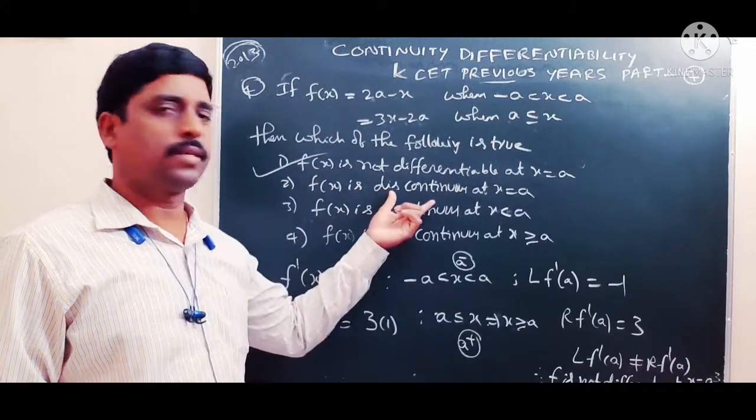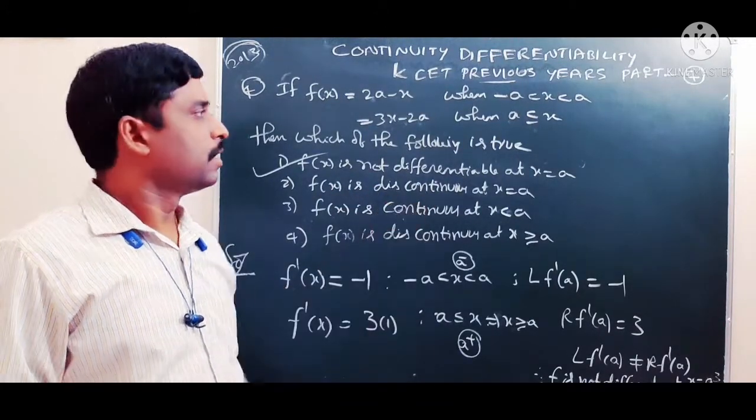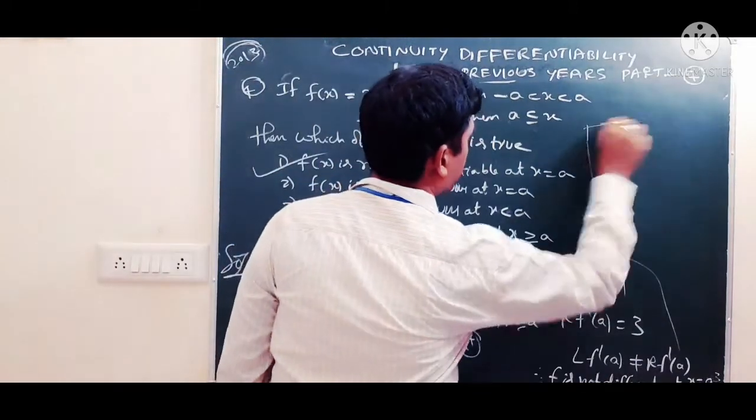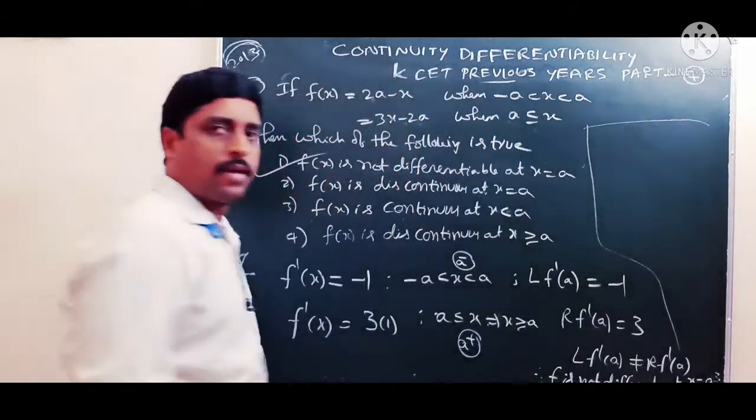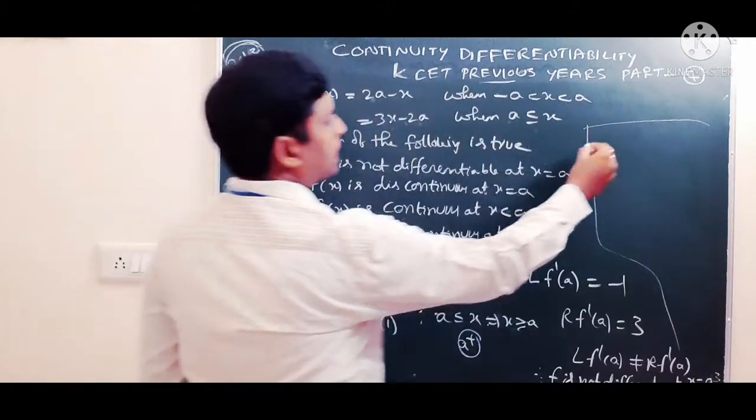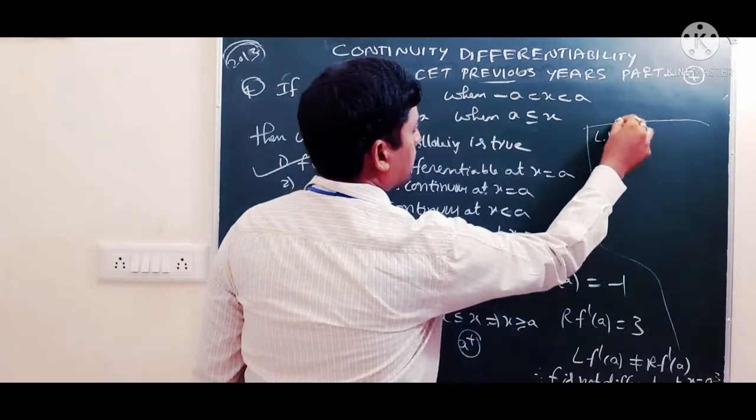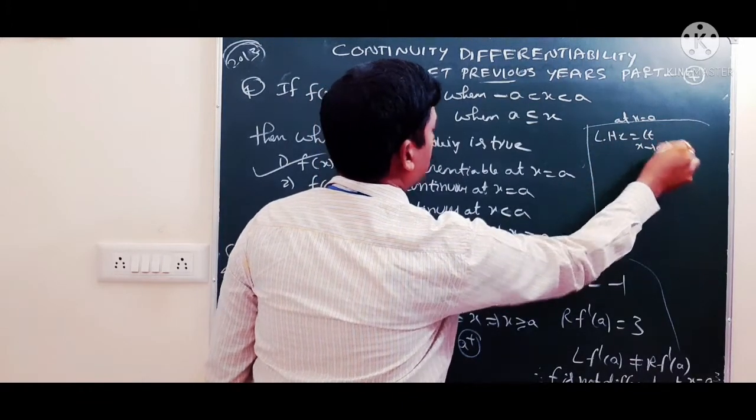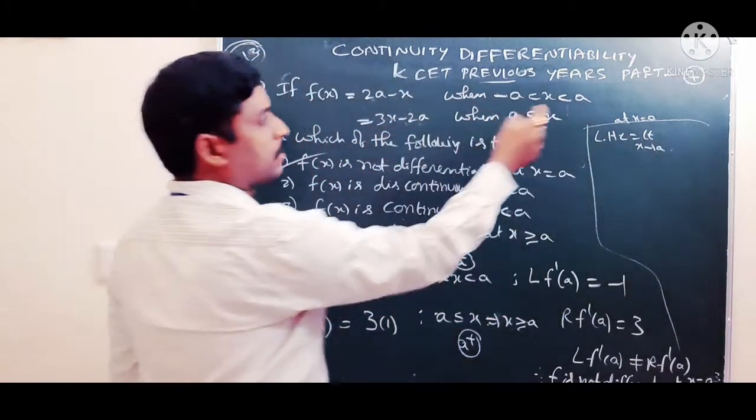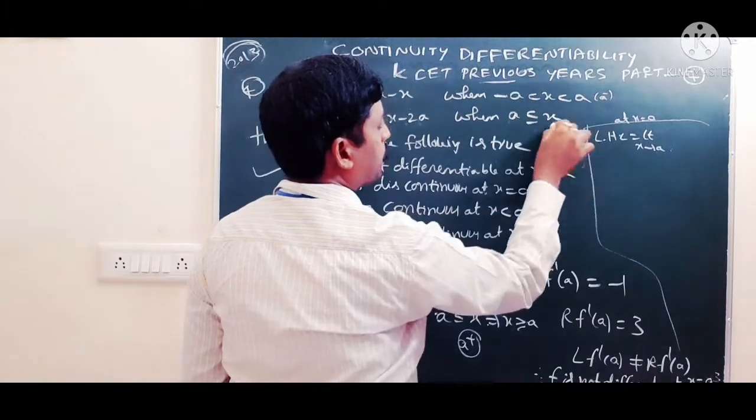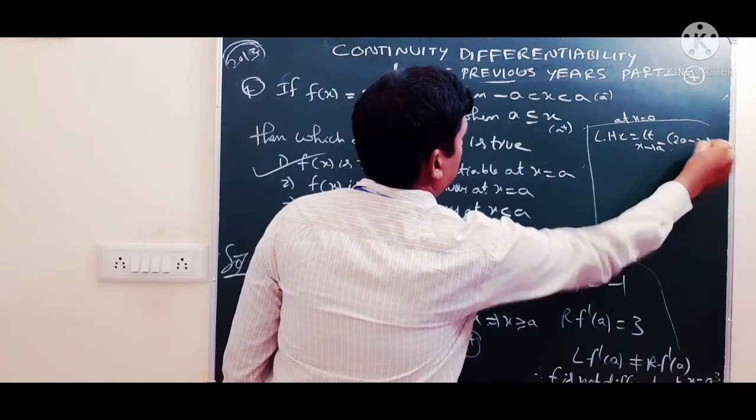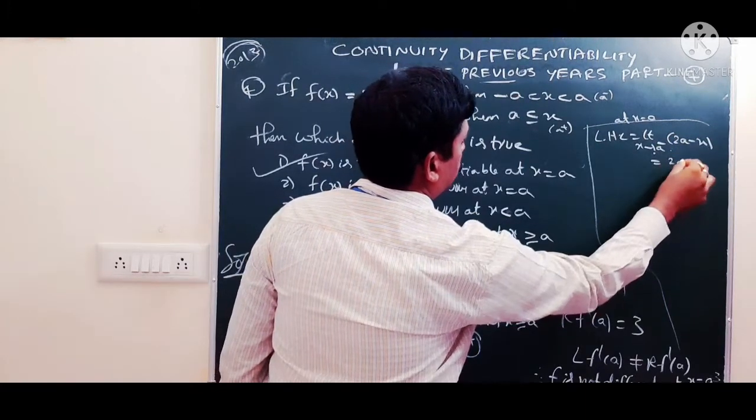Let us observe the second option. It is given that f of x is discontinuous at x equal to a, but we need to check whether f of x is continuous at x equal to a. So now we have to find the left hand limit at x equal to a. The limit as x tends to a minus of f of x, where f of x is 2a minus x. This is the a minus case. So 2a minus x, substituting x equal to a, this will be a.